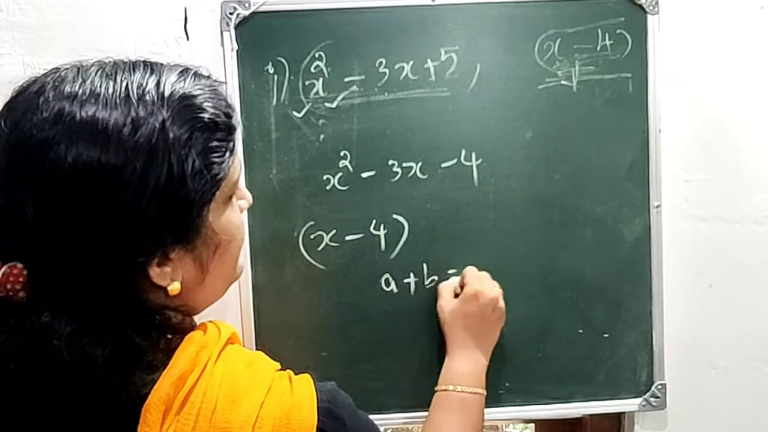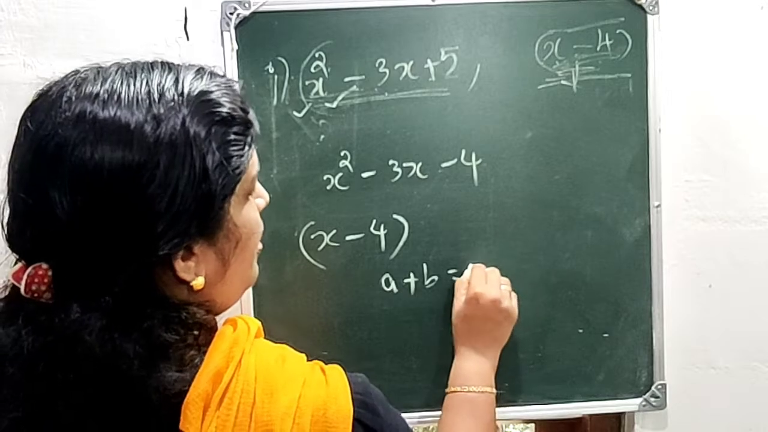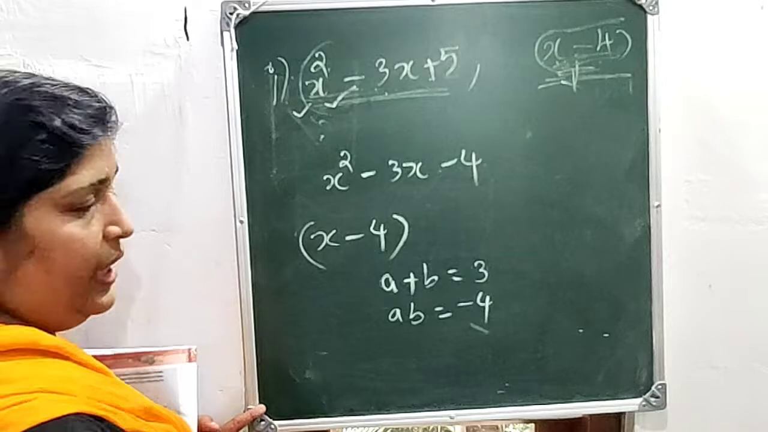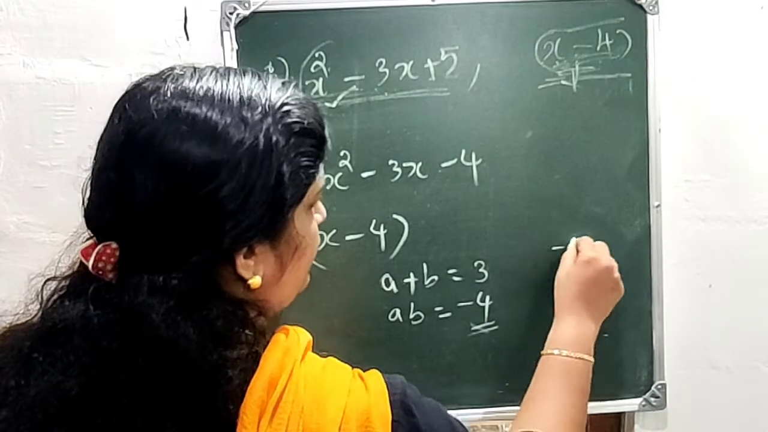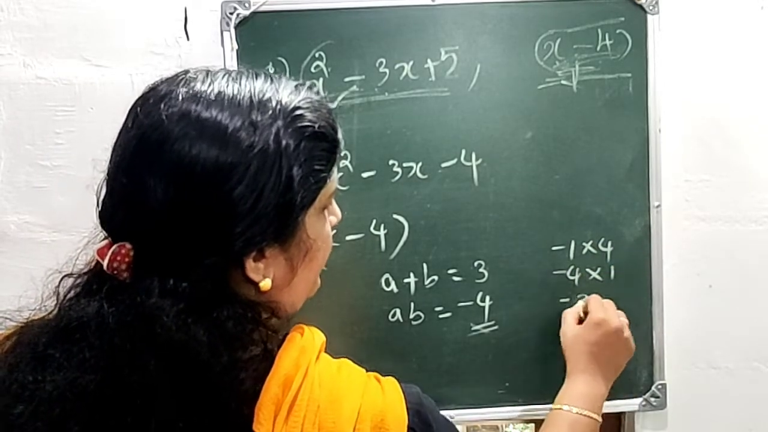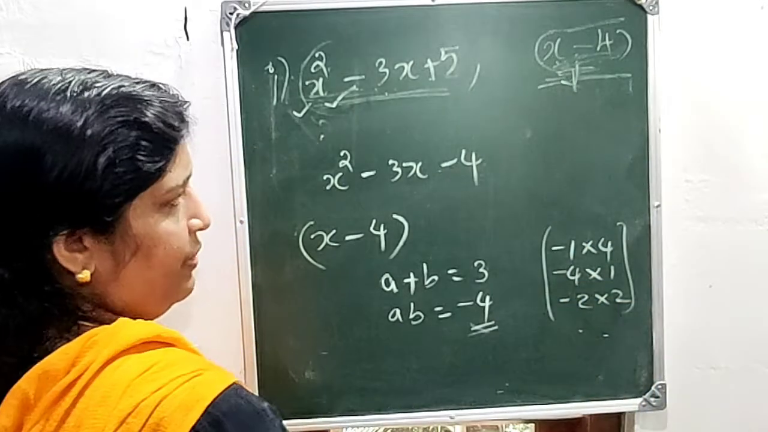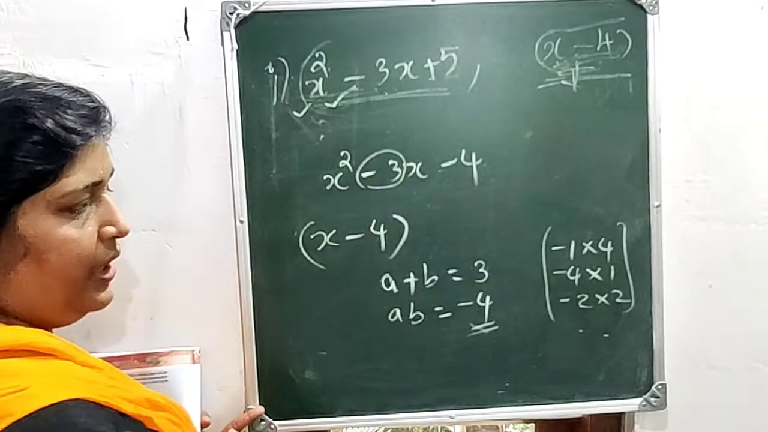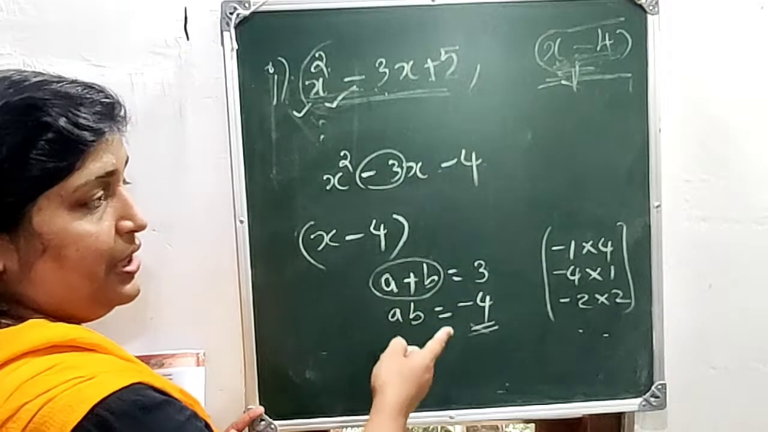a plus b is equal to 3 and ab is equal to negative 4. Then find the factors of negative 4, that is negative 1 into 4, or negative 4 into 1, or negative 2 into 2. Okay, all these are factors in which the sum is 3. A plus b is equal to 3.